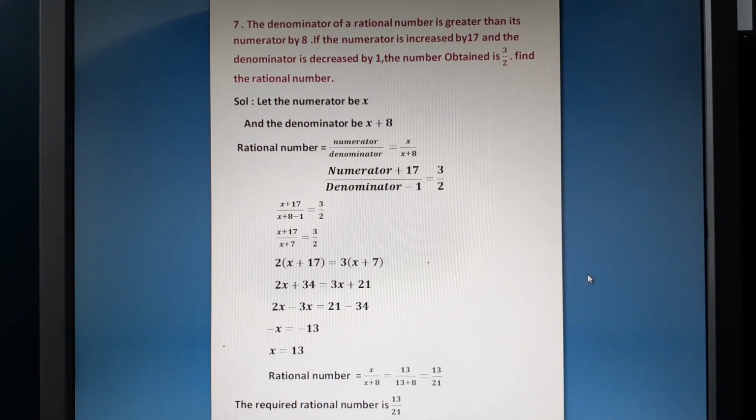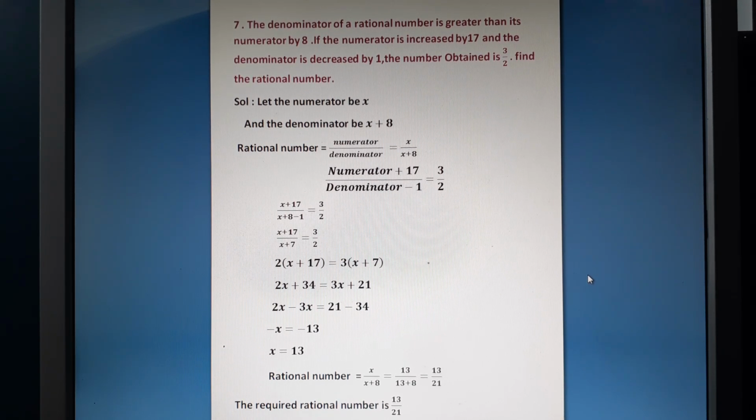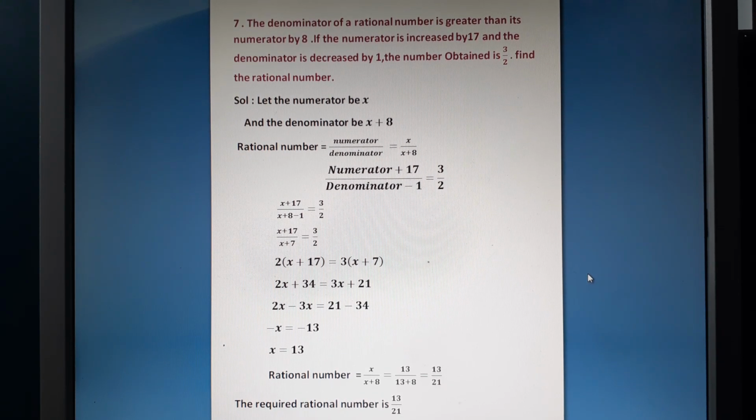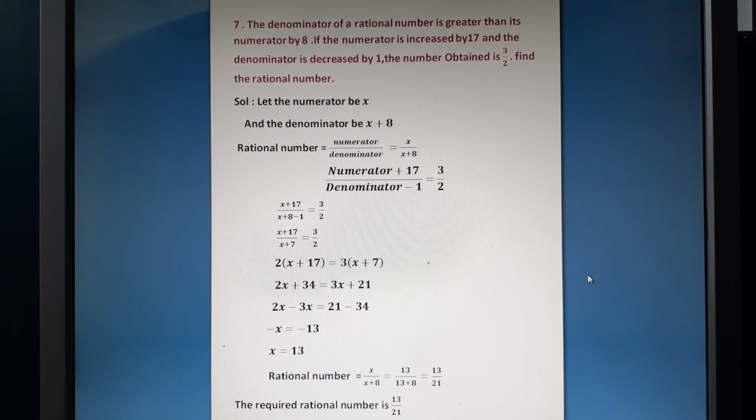Question number 7. The denominator of a rational number is greater than its numerator by 8. If the numerator is increased by 17 and the denominator is decreased by 1, the number obtained is 3 by 2. Find the rational number. Here we want to find the rational number. Solution. Let the numerator be x, because the numerator is the unknown number.